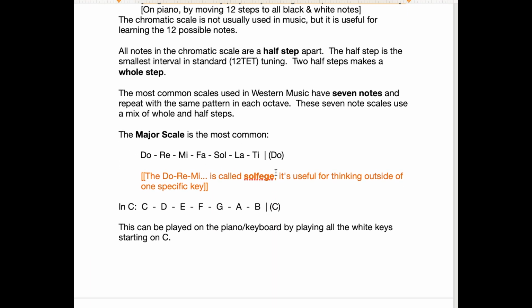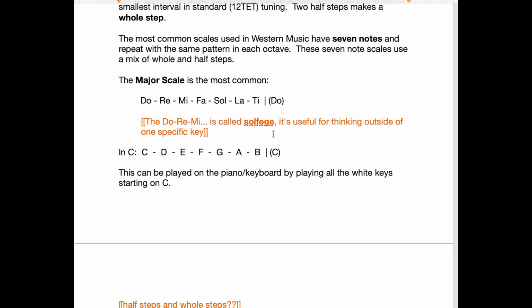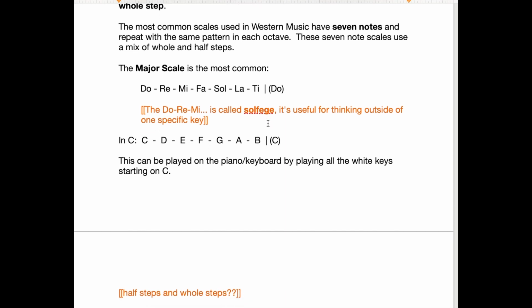So now let's talk a little bit about some of these 7-note scales. And for that, I want to use what we call solfege. So this is a term, solfege, S-O-L-F-E-G-E, that it's the name of the do-re-mi system. So if you've ever heard do, re, mi, fa, sol, la, ti, do, that's called solfege. It's just the name of it. You could say do, re, mi, and you're referring to solfege.